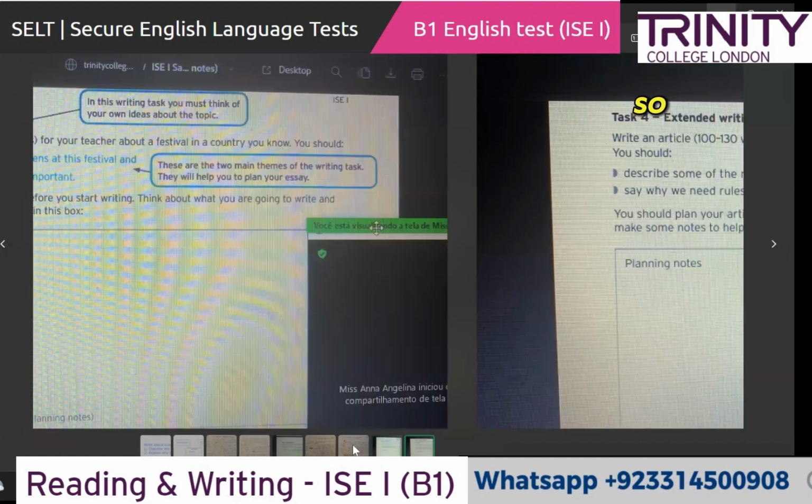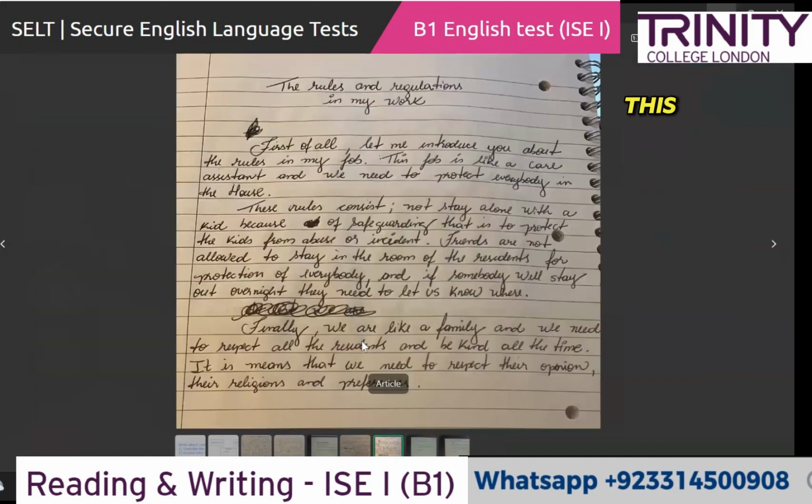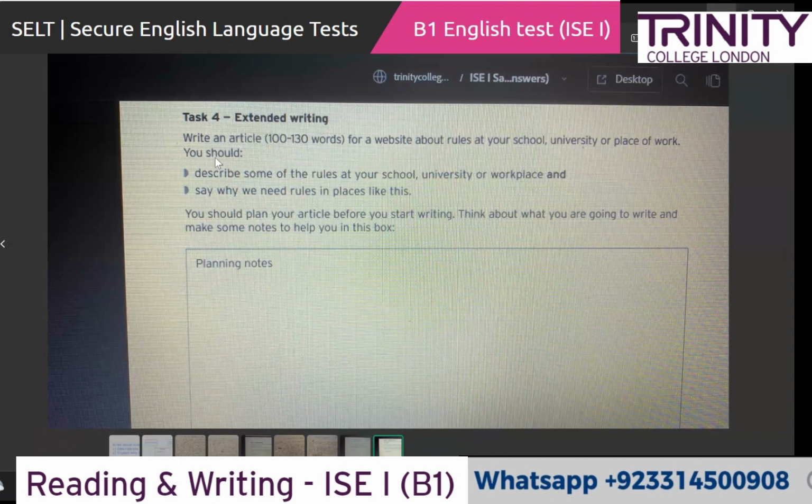So beautiful. Now read this one. Read the question first. Write an article for a website about rules at your school, university, or place of work. You should describe some of the rules at your school, university, or workplace, and say why we need rules in places like this. Good. Read the answer.